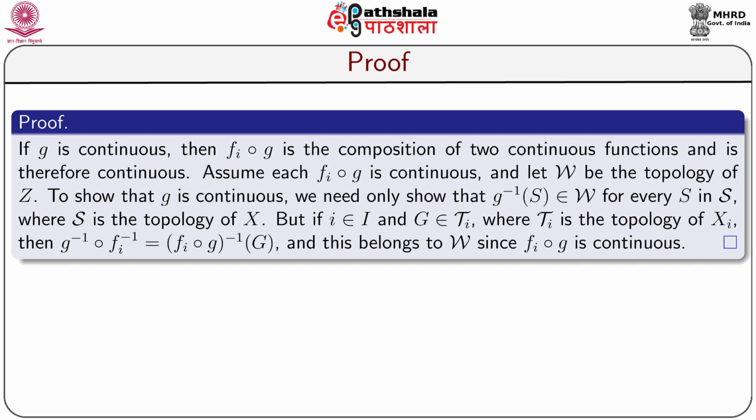To show that G is continuous, we need only show that G inverse S belongs to W for S in script S, where script S is the topology on capital X. But if small i belongs to capital I and G belongs to tau i, where tau i is the topology on capital Xi, then G inverse of Fi inverse is equal to (Fi compose G) whole inverse of G, and this belongs to script W since Fi compose G is a continuous mapping.